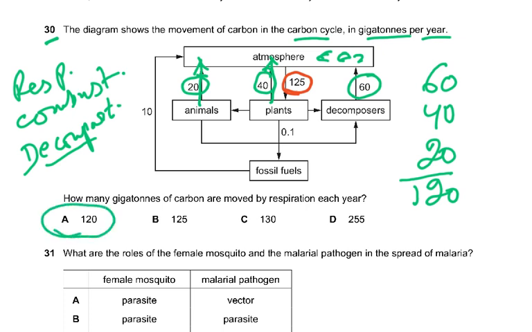But you have to understand why we are not adding the 0.1 and the 10. The 0.1, of course, there's no answer 0.1, but the 10 is fossil fuels being burnt and the carbon dioxide returned to the atmosphere. That's not respiration. Animals respire, return the CO2 to the atmosphere. Plants respire, so that's 40. Animals 20. And the decomposers, microorganisms, bacteria and fungi respire and return the carbon dioxide to the atmosphere. So 60, 40, 20 is 120.